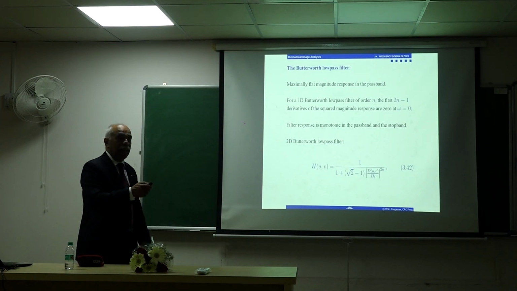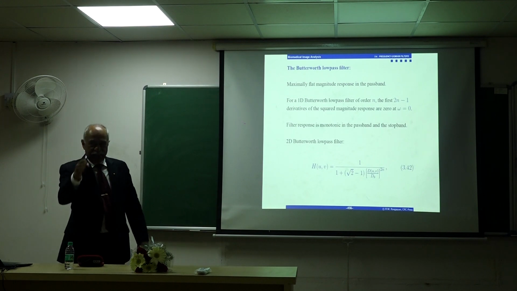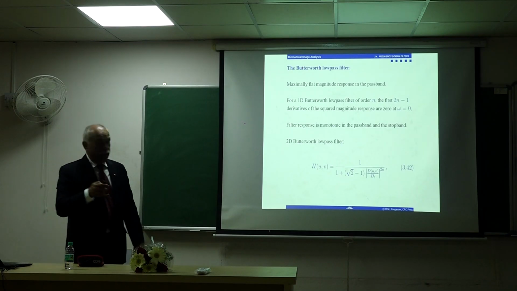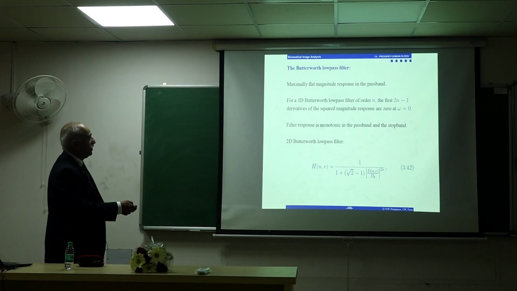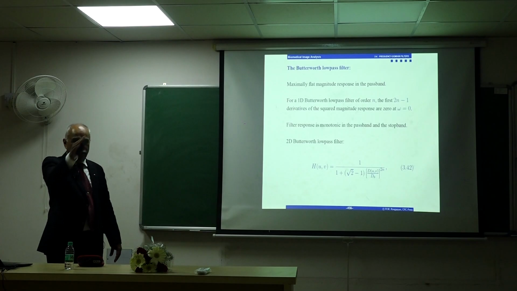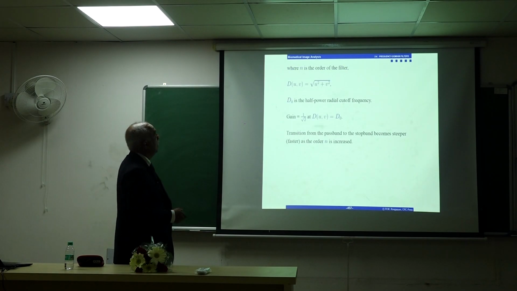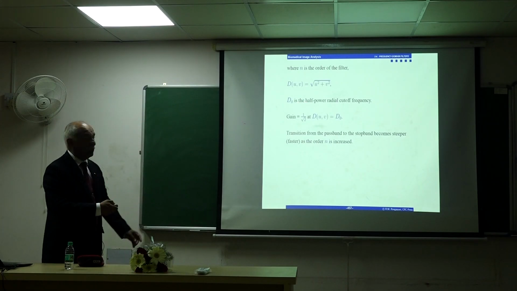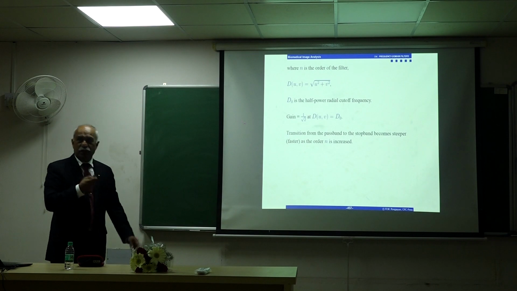So the larger the n, the flatter the response in the passband, and the faster the transition from the passband to the stop band. So those are the properties of this filter. And it is monotonic in the passband and stop band, and monotonic in the transition too. So D(u,v) is square root of u square plus v square. D naught is the half power cutoff frequency. The gain is equal to 1 over root 2 at the cutoff frequency, or the power is 1 over 2.